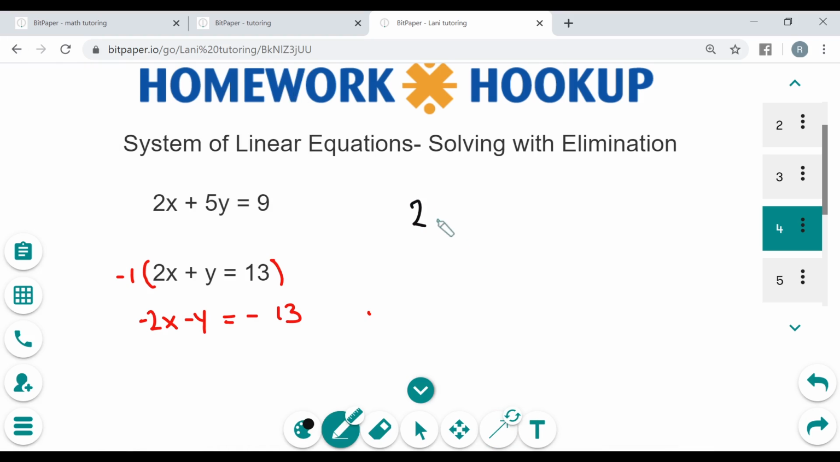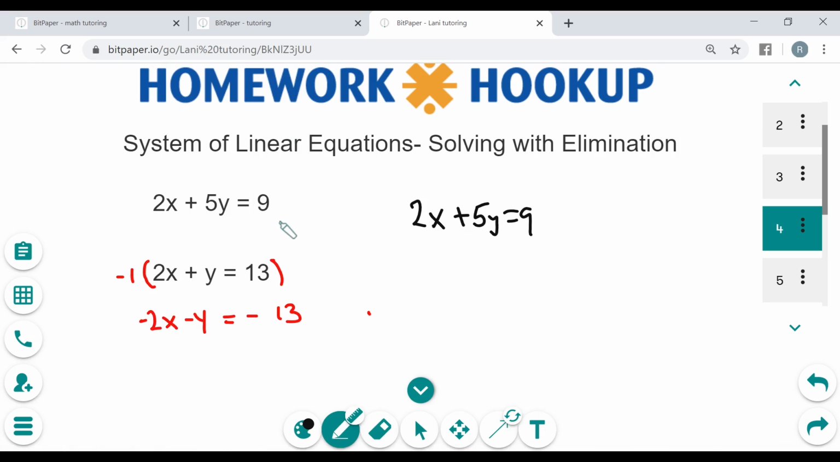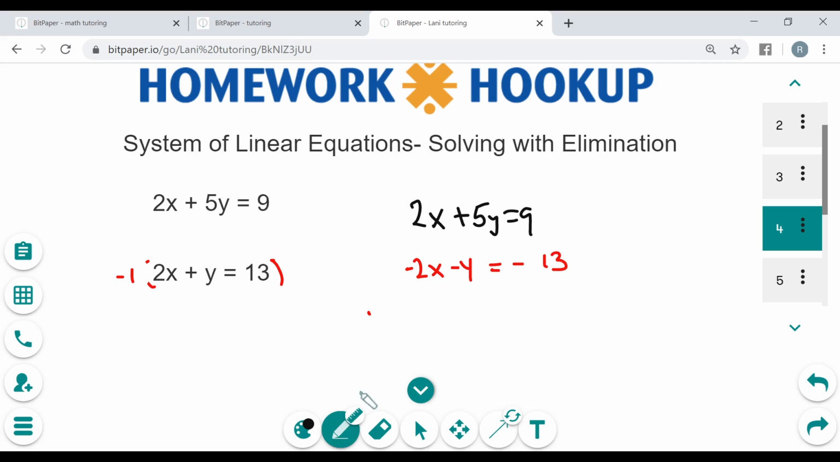We have 2x, this is the first equation, 2x plus 5y is equal to 9. And then I'm going to rewrite the second equation. Actually, let me just copy this. Careful. There we go. So we're going to add these two equations together.